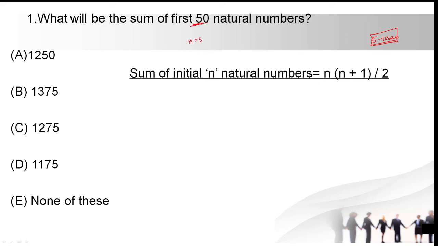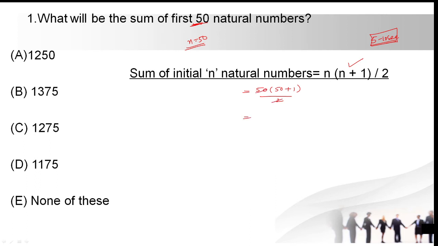So here our n value is 50. To find the sum of first n natural numbers, we have a formula, that is n into n plus 1 by 2, and I have given a few options also here. So in the place of n, what needs to be substituted? We need to substitute 50 in the place of n.